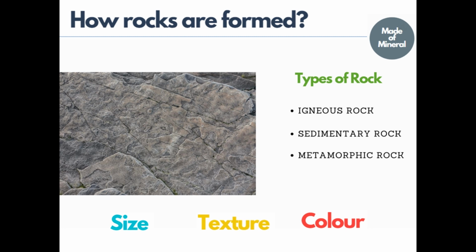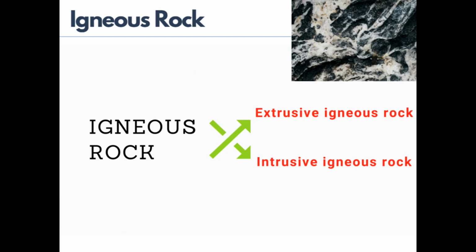We have three types of rock. They are igneous rock, sedimentary rock and metamorphic rock. The igneous rock looks like this. They are also called primary rock. There are two types of igneous rock: extrusive igneous rock and intrusive igneous rock.